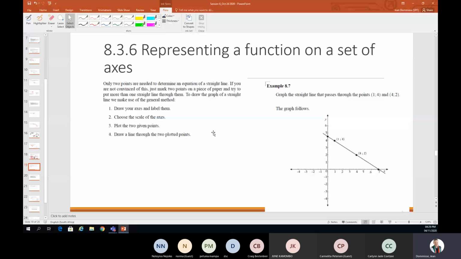So what I would do if you get something like this in the exam, I would have a notepad with me, and then I would just draw something that I say, okay, the 2 points is x is 1, y is 4, so that's my 1 point. The other one, x is 4, y is 2. So the line will look something like that.